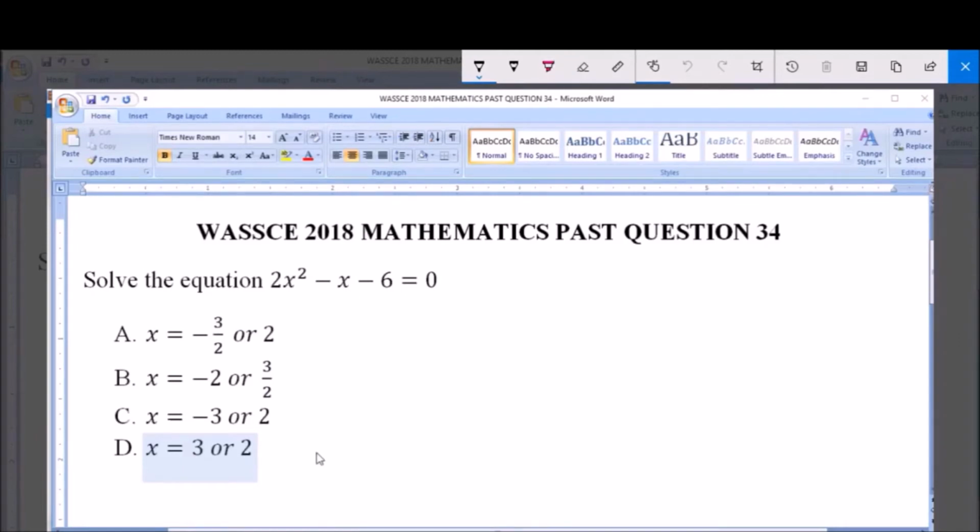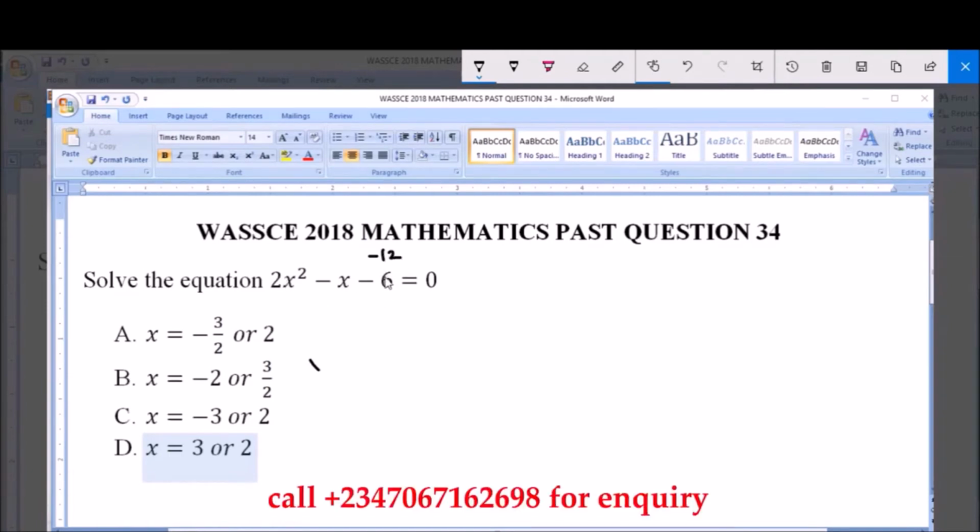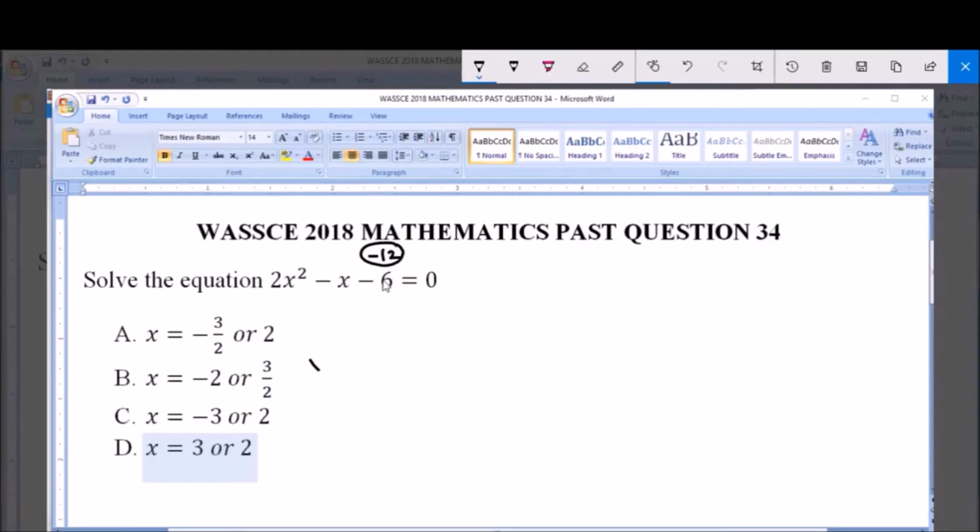Now we're given a quadratic equation here, and we're asked to solve this equation. That is, we should find the value of x. Looking at this quadratic equation, you can see that this x squared here has a coefficient of 2. Now to factorize this, we have to have it at the back of our mind that this 2 will affect this 6 here, in the sense that 2 multiplied by minus 6 will give us minus 12. So we keep in mind that minus 12 is actually required in terms of factorization.